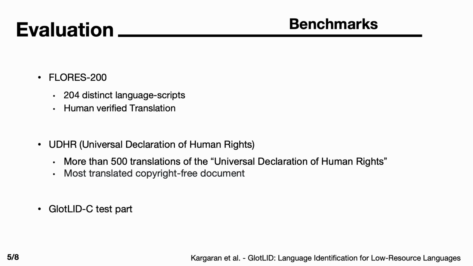As for the evaluation benchmarks, we consider three benchmarks. The first one is Flores 200, the human verified translations for nearly 200 languages. The second one is UDHR, the Universal Declaration of Human Rights, the most translated copyright-free document. It has more than 500 translations. And the third one is the test part of the data that we gathered.